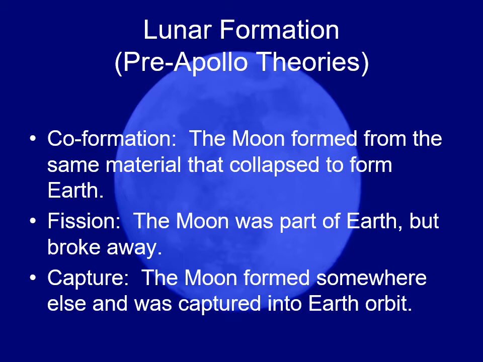So before Apollo went to the moon, there were 3 main ideas for where the moon came from. And one idea was co-formation. And that is that the stuff was swirling together to make planets, because this was the original idea as to how planets formed, in the cloud of material surrounding the protosun, it was clumped up and made planets.